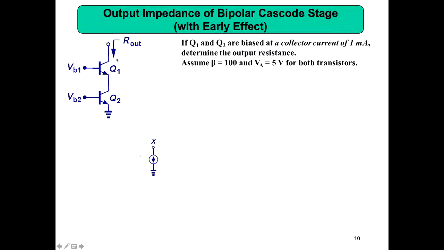And our assumption is both the transistors are identical. Okay, so Q1 and Q2 are biased at a collector current of 1 milliamp. Determine the output resistance. So you have to find out what is the output resistance or output impedance. Assume beta equal to 100, VA equal to 5 volt for both the transistors. What is VA? Yep. So how will you find out Ro?